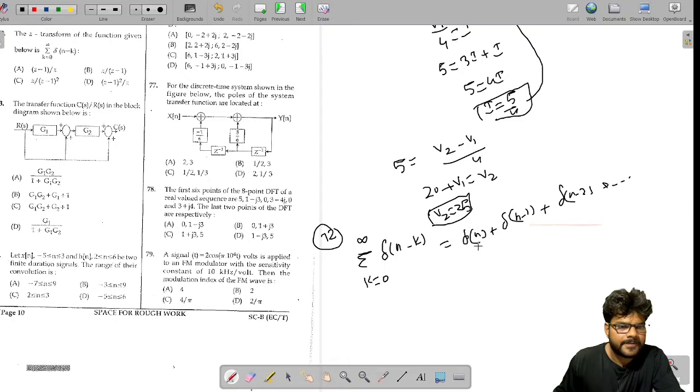Let's take the Z transform now, and we know the Z transform of delta n is 1. Delta n minus 1 will be Z inverse, plus Z to the minus 2, plus dot dot dot we will get, and this will be a GP, right? So let us solve it.